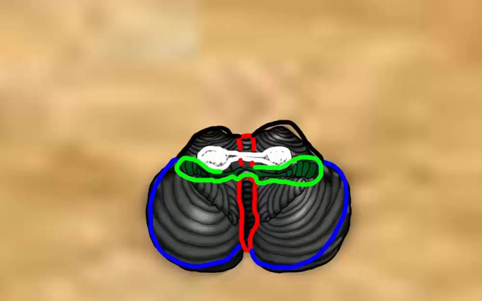Just below the cerebellar peduncles, we find the 3rd lobe, only visible in a posterior view. It's called the flocculonodular lobe.